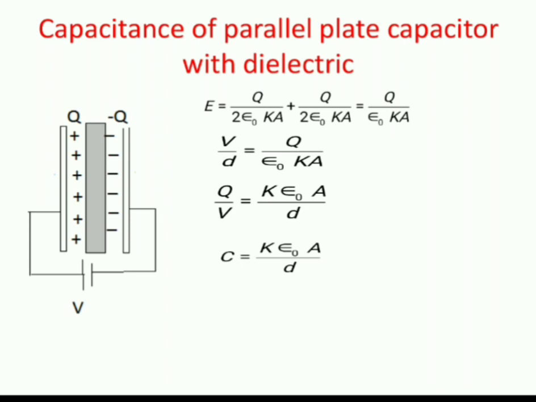So in the first equation it is the same as the previous derivation, but there is an extra k in the denominator. That k represents the dielectric constant. The remaining part of the derivation is as it is. E is written as V by d and Q by V is written as capacitance. You can observe capacitance has become k times epsilon naught A divided by d. That means capacitance has increased dielectric constant times by filling the gap with a dielectric slab.